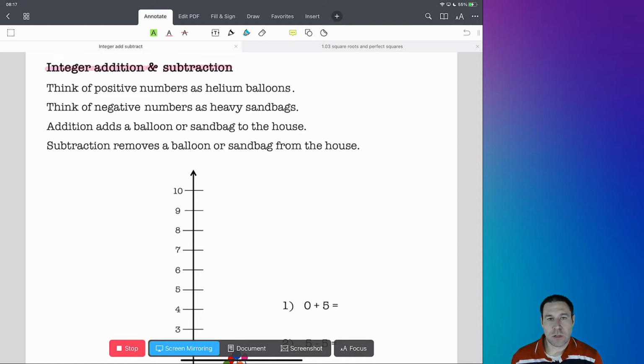Addition means we're going to add balloons or sandbags to an object. In this case, it's going to be a floating house. And subtraction will remove balloons or sandbags from the house. So with that being said, let's get into the first problem.